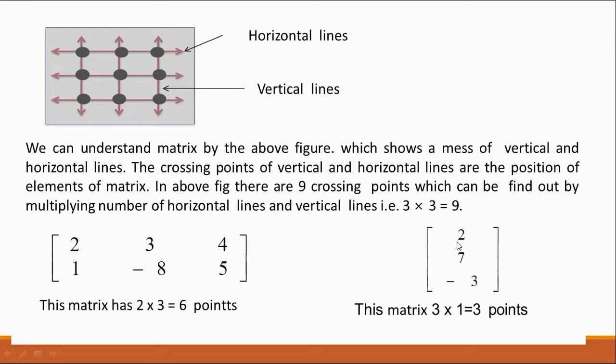Similarly, in this matrix you see that there are 3 rows. This is the first row, this is the second row, and this is the third row, and this is the 1 column. So there are 3 rows and 1 column. So 3 multiplied by 1 is equal to 3. So there are 3 points. Meaning in this matrix there are 3 elements.